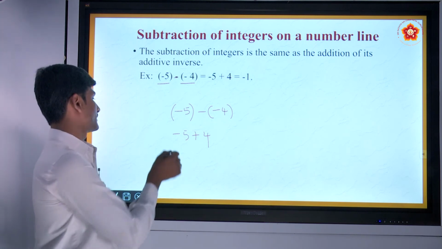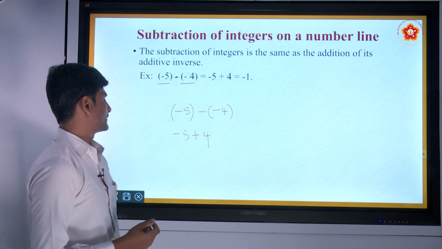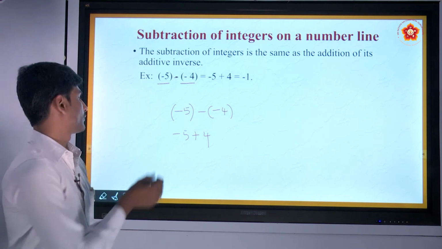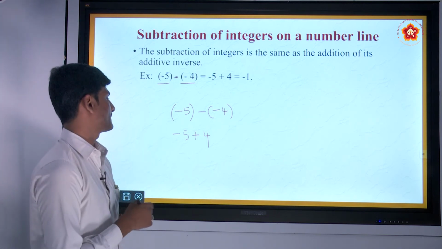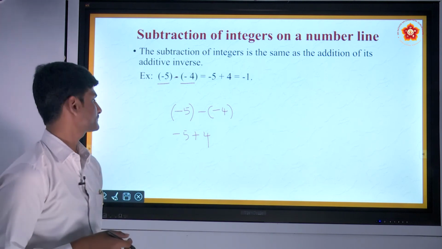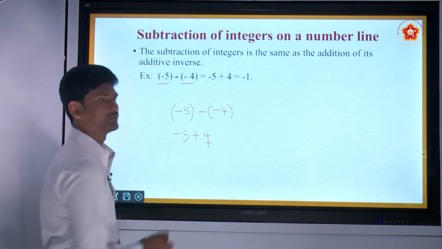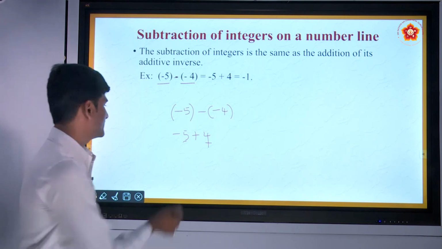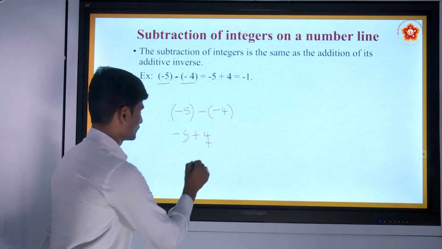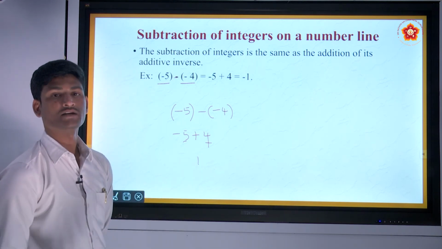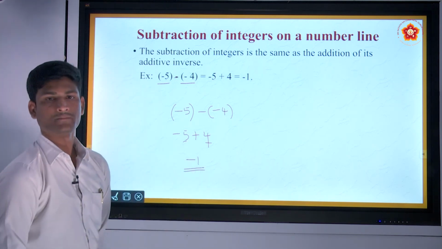Here minus 5 is a negative integer, plus 4 is a positive integer. When we have one negative integer and also one positive integer, we must subtract, and then the answer will take the greater number's sign. 5, 4, which one is greater? 5 is greater, right? We must subtract. 5 minus 4, 1. Which is greater? 5 is greater. Sign minus, right?